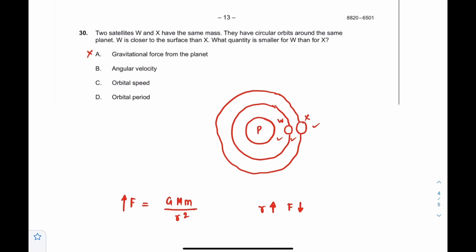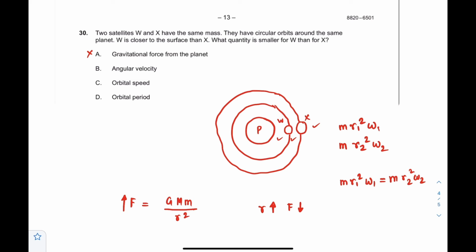Angular velocity. For W, what is the angular momentum? M into r1 square into omega 1. And what is the angular momentum for X? M into r2 square into omega 2. For satellites orbiting around the planet, angular momentum is always conserved. So m r1 square omega 1 is equal to m r2 square omega 2.